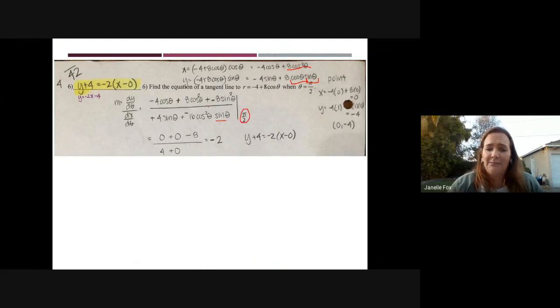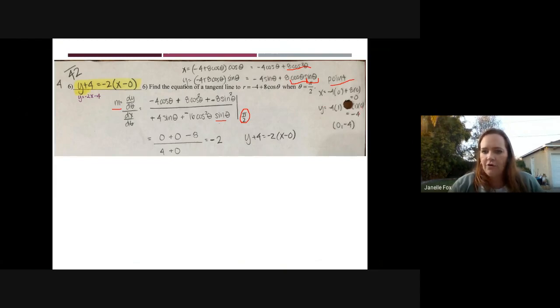I didn't even try to simplify this. I was like, no one cares. Just plug in pi/2. So I plugged in pi/2. I ended up getting a -2 for the slope. And then I had to find the coordinate, of course, right? Because we always need a slope and we need a point if we're going to write the equation of a tangent line. I just plugged in pi/2 to the x guy and pi/2 to the y guy.